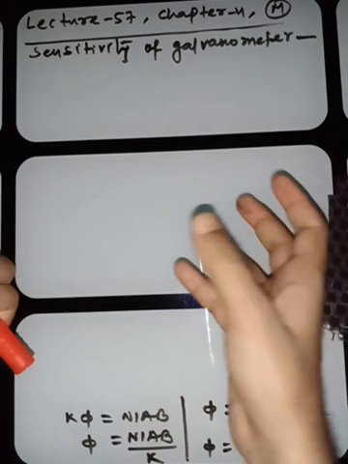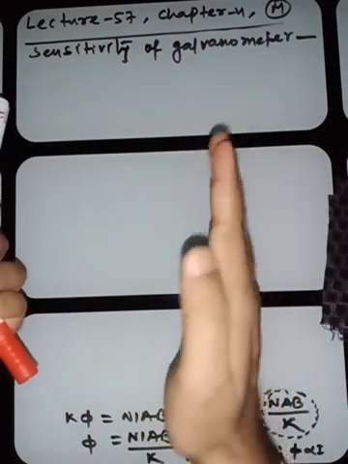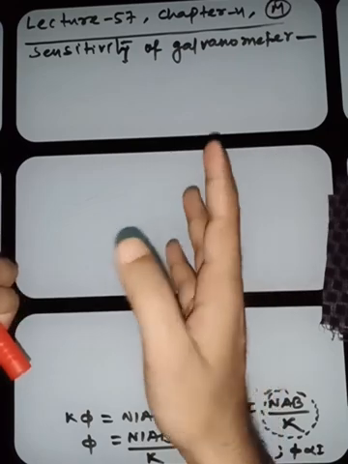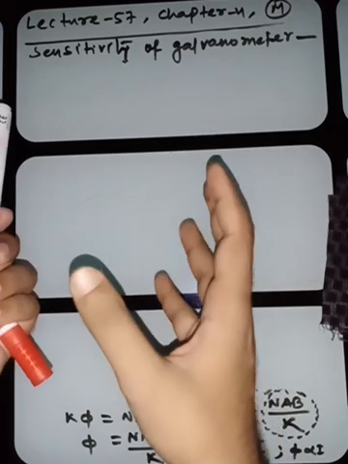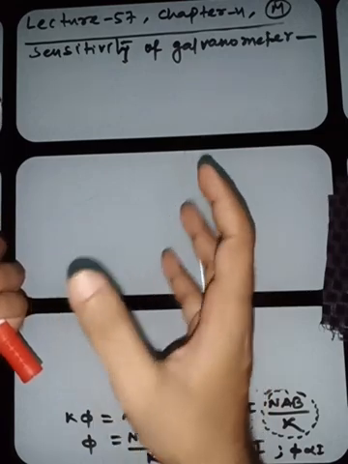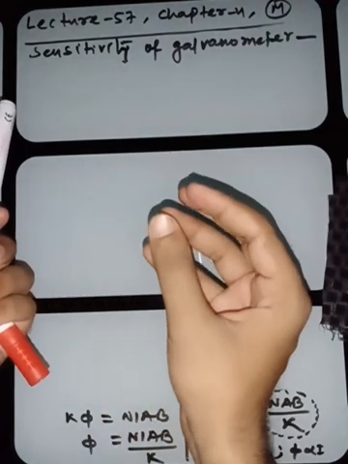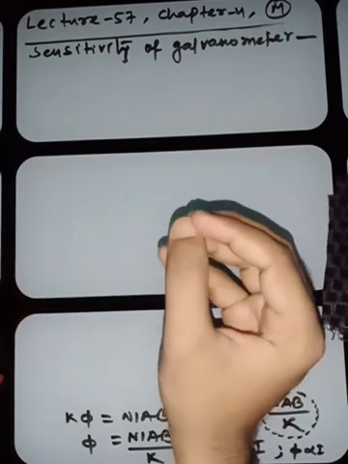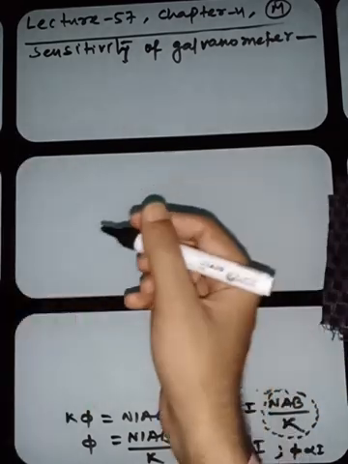Alright, suppose you give a current and one galvanometer does not deflect. It means you can say this is a very less sensitive galvanometer, because for that particular value it is not giving any deflection. Its sensitivity is very low.